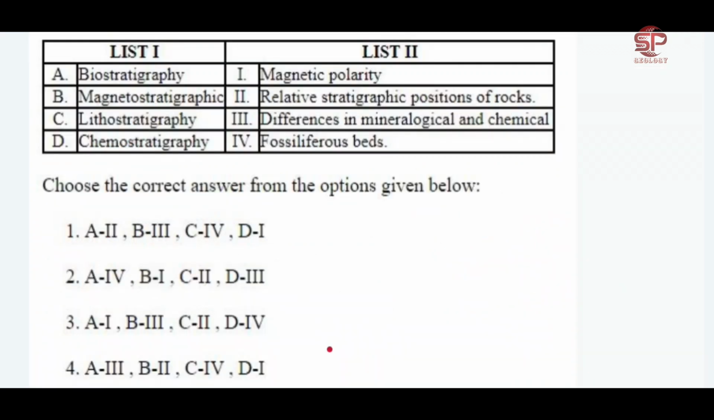So first, coming to biostratigraphy, it is the fossil record. Then magnetostratigraphy, it is magnetic polarity. Then lithostratigraphy, it is the relative stratigraphic position of rock. Then chemostratigraphy, it is obviously chemical, that is difference in mineralogical and chemical composition. So it will be 2.